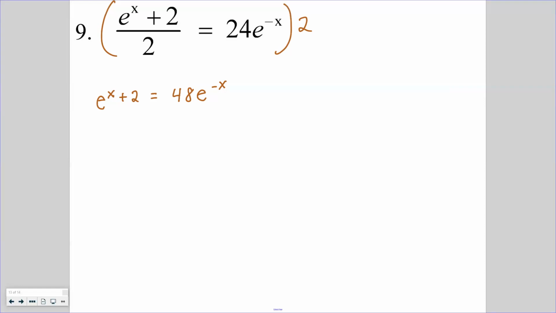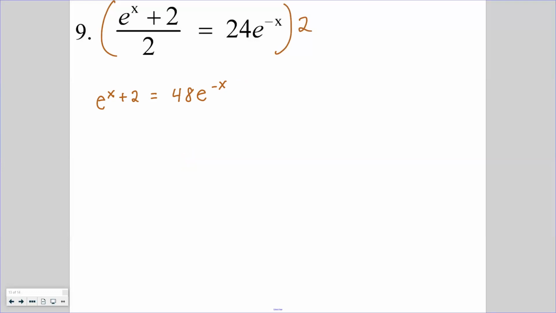And here's where a lot of you are going to go, and I don't want you to do this. Okay, so don't do this. Don't write this step down. But a lot of people are going to take that negative x on the left or the right hand side and pull it down in the denominator. And it's going to make your life a little bit more complicated. Well, it might not.